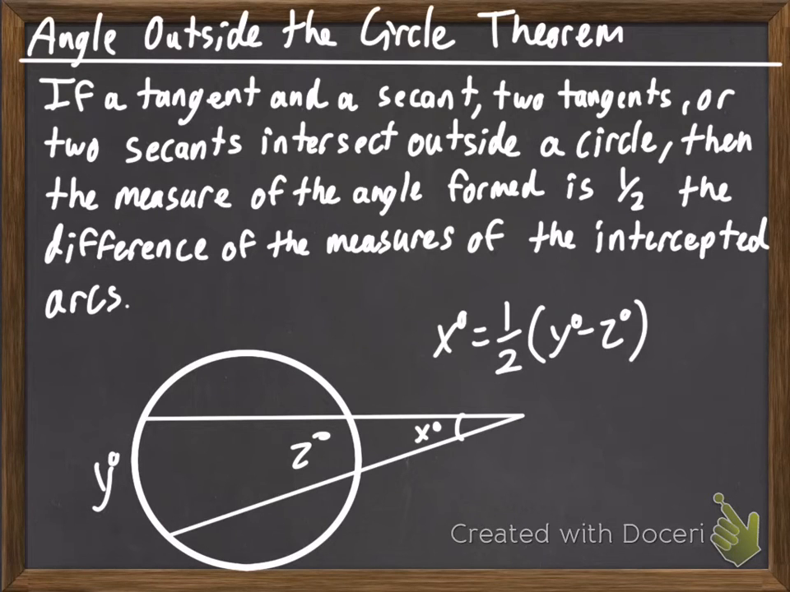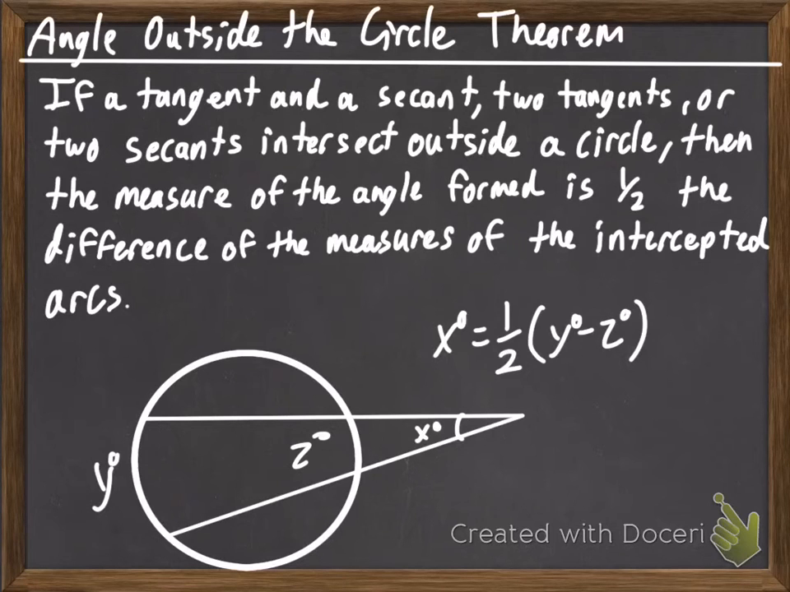Angle outside the circle theorem. So this is an angle that lies outside our circle. It says if a tangent and a secant, two tangents, or two secants, so we have three cases: tangent and secant, two tangents, two secants, intersect outside a circle. So the point where they intersect is outside of our circle. Then the measure of the angle formed is 1/2 the difference of the measures of the intercepted arcs.